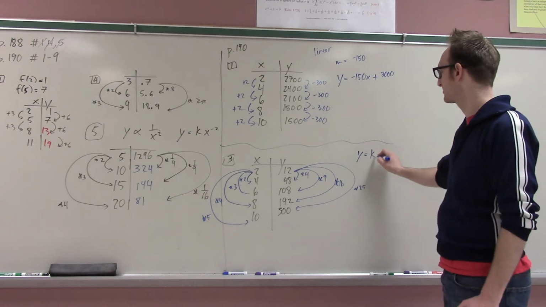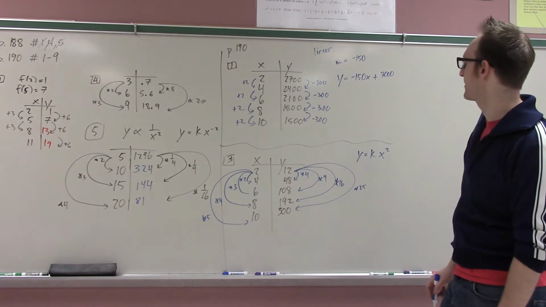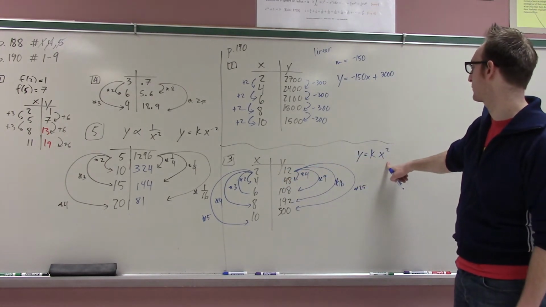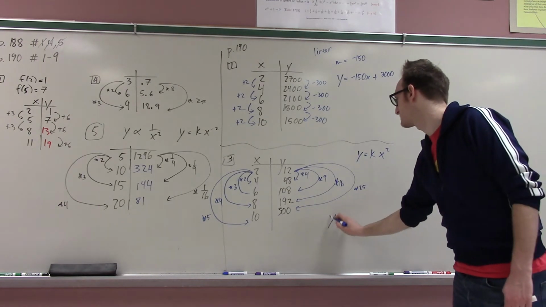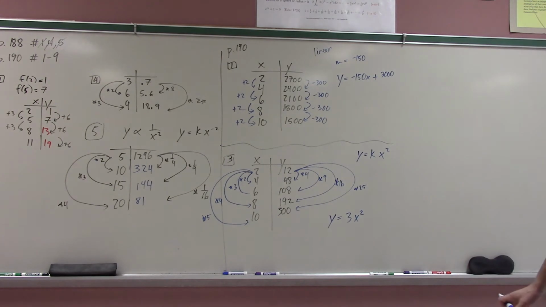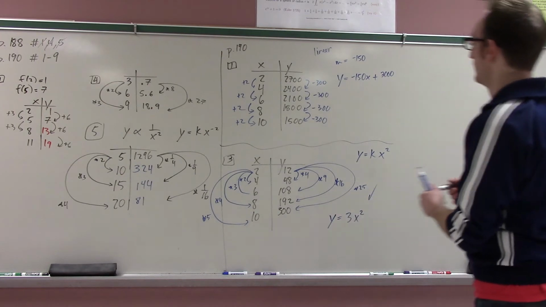So y has to be of the form kx squared. And now you have to figure out what k is. Well, if you plug in 2, it's supposed to be 12, so k must be 3. So I claim that this is y equals 3x squared. Let's just quickly check that. Looking very good. Yep. Okay, good. 2 down, 3 to go.